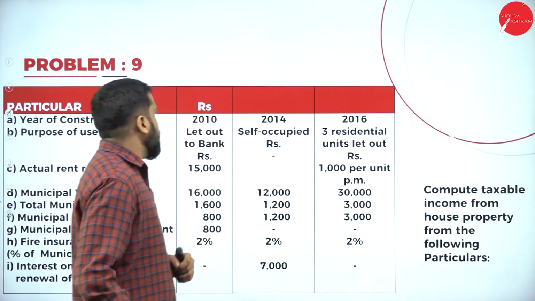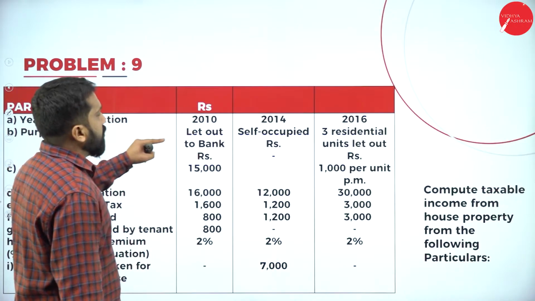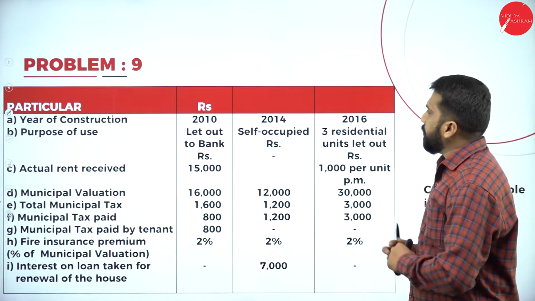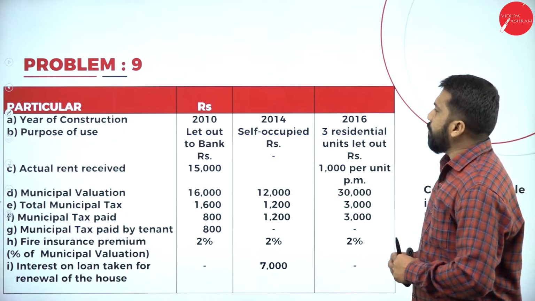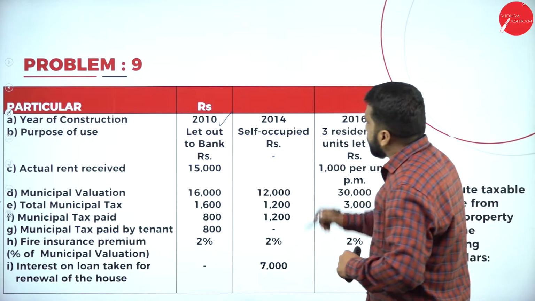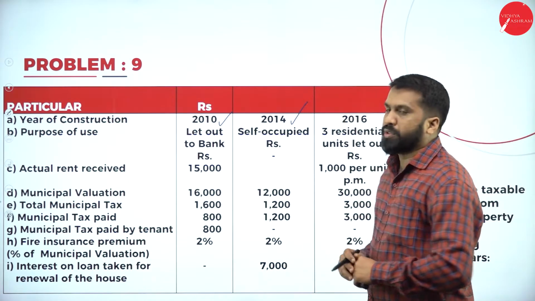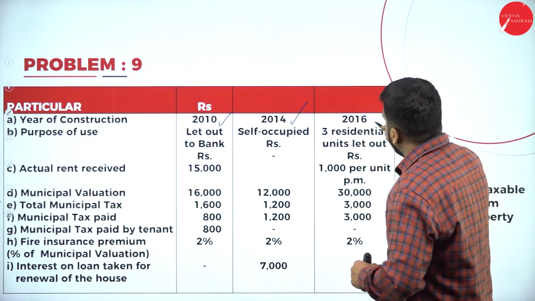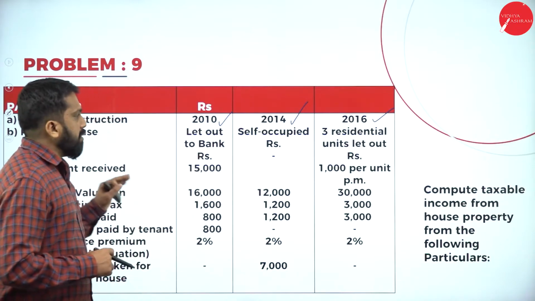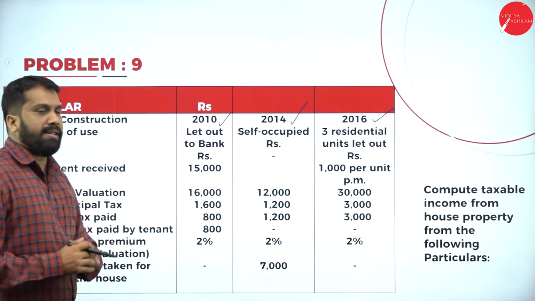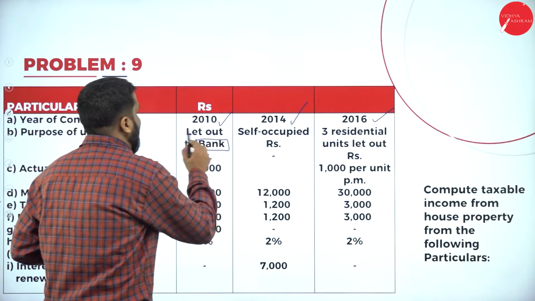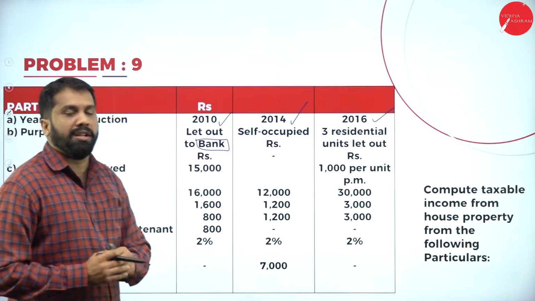Now, as per this, they have given particular rupees. These are the informations they have given. Year of construction is 2010, year of construction 2014, year of construction 2016. Along with that, the first house is let out for what? For a bank purpose, which means commercial purpose.